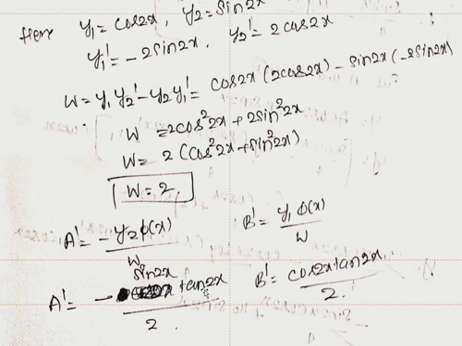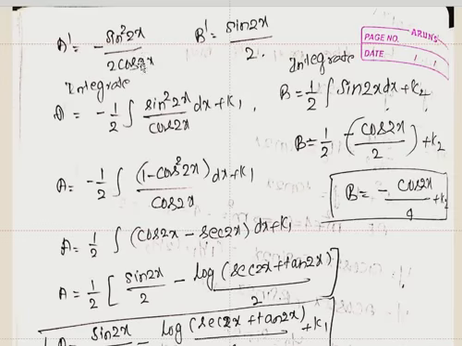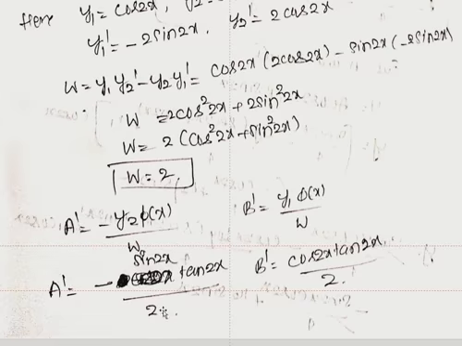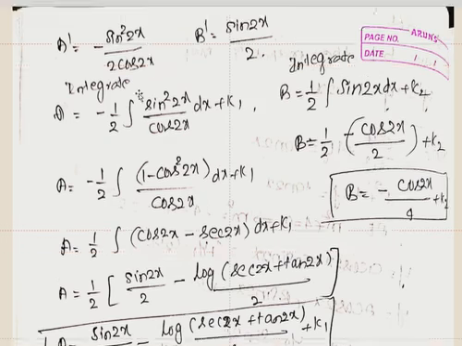can be written as sin 2x divided by cos 2x. Therefore, minus sin 2x into sin 2x, therefore sin square 2x divided by, here what is the remaining term? Minus cos 2x. Therefore, here integrate on both sides.